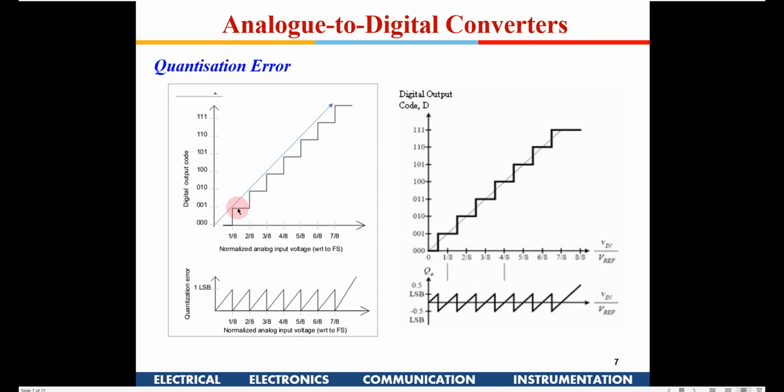Again here it makes a step change, so the error will come to 0. Again the error will keep increasing here, and at this point the error is 0. So if I plot the error, it will be something like this, and the maximum error will be equivalent to 1 LSB. This is known as quantization error.